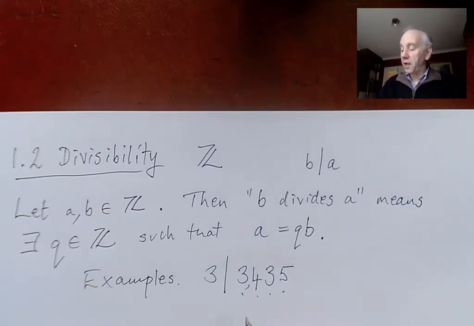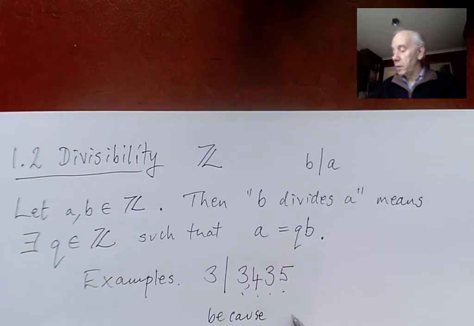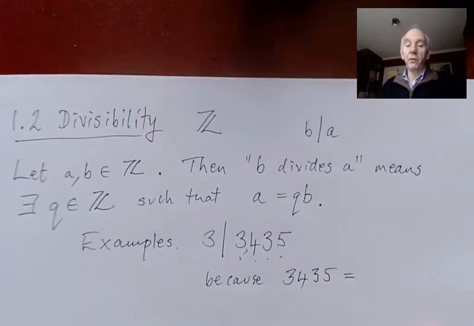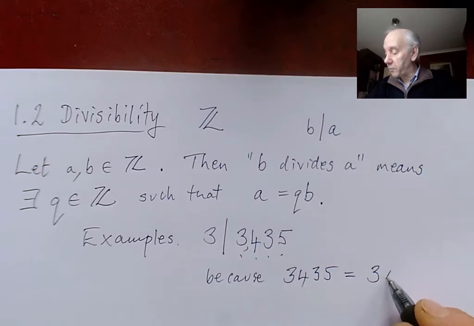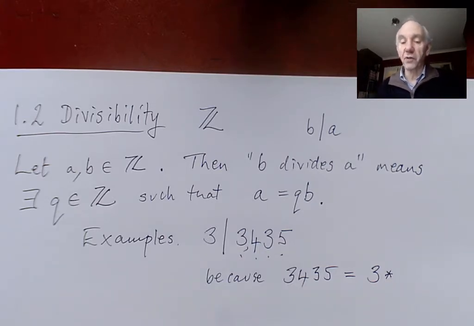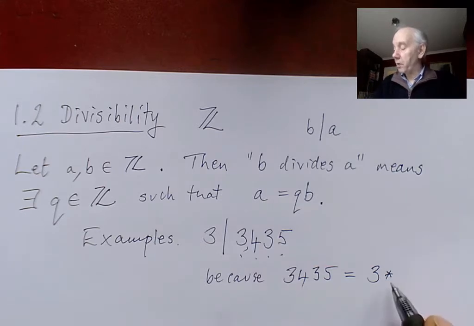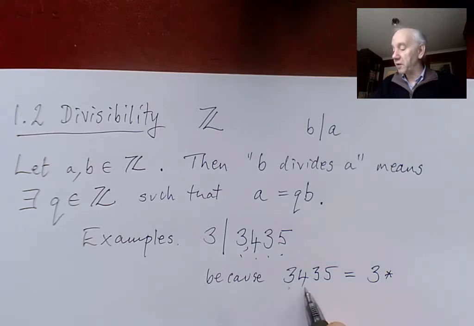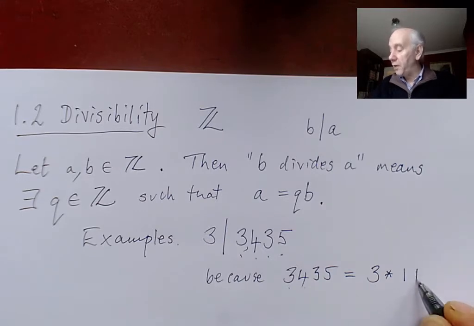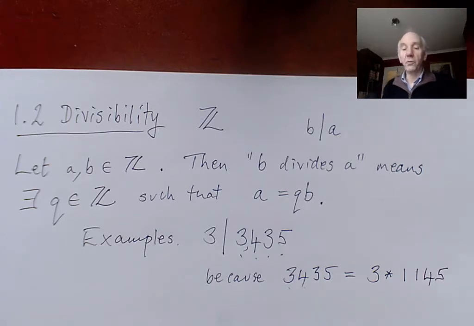Let's actually check that. So we could say this is true because 3,435 is equal to, let's actually do the division by 3. So it's equal to 3 times. I sometimes write times with an asterisk, as if I was computing, when I'm using actual numbers to avoid any ambiguity. So this is 3 times something. What is the something? Well, I can divide longhand, so it's 1,145.